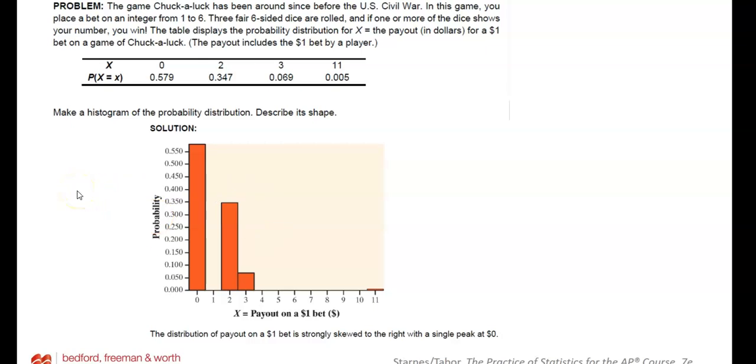And then describe it, right? The distribution of payout is strongly skewed to the right with a single peak at 0. So that would be the distribution described. Okay, that's your lesson for today.